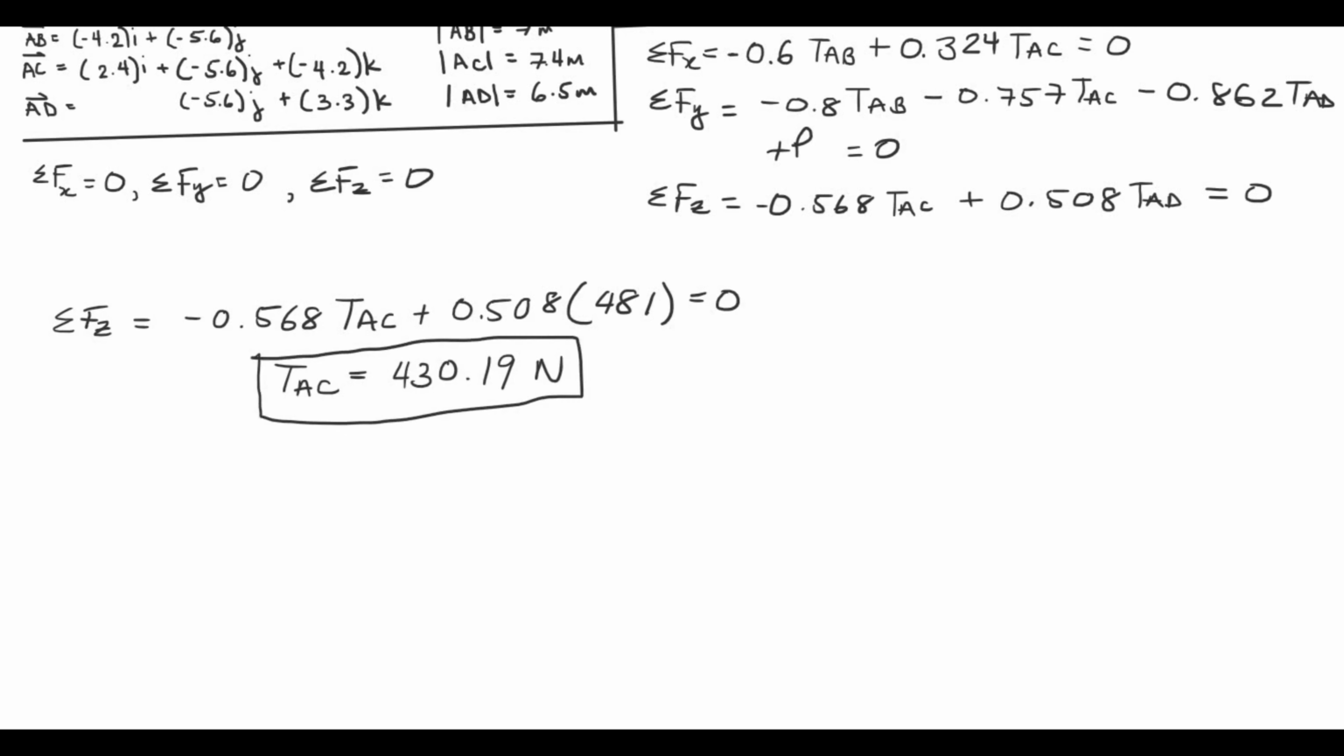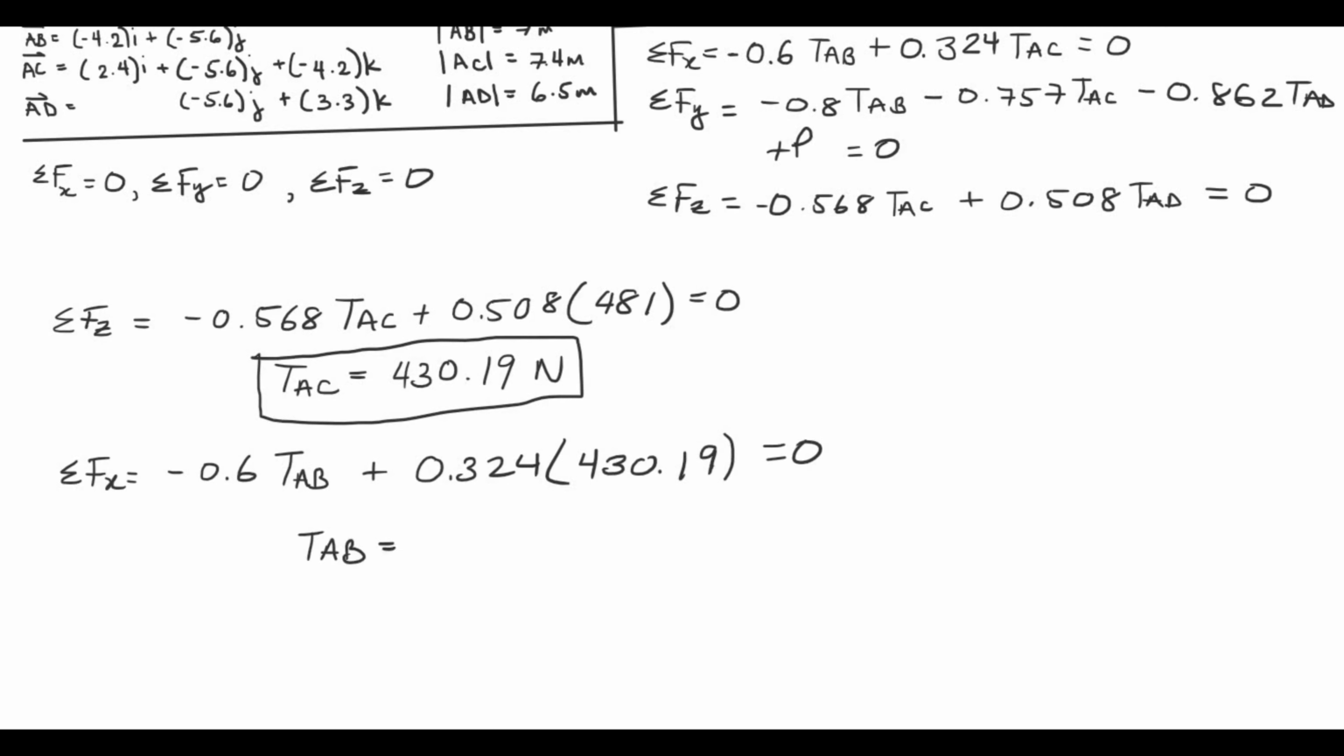So now, since we know what tension AC is equal to, we can solve for tension AB in the sum of the forces in the x direction. So the sum of the forces in the x direction is equal to minus 0.6 times tension AB plus 0.324 times tension AC, which is 430.19, which is equal to 0. So tension AB is equal to 232.30.